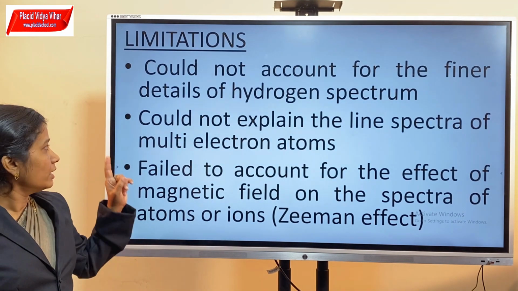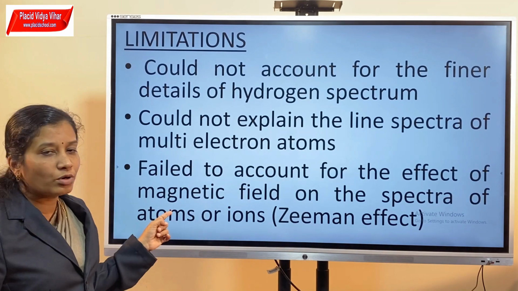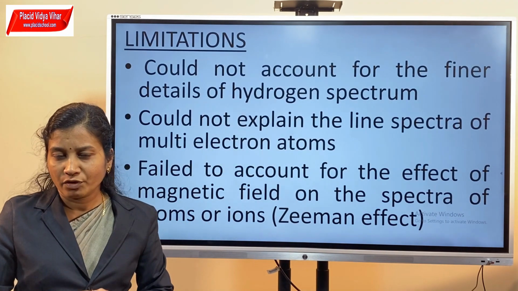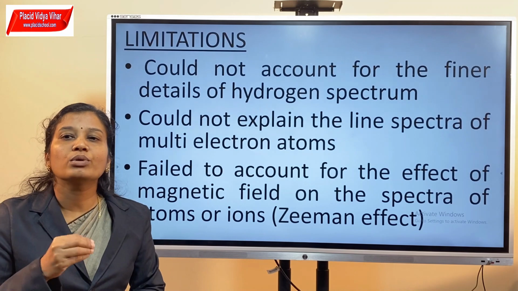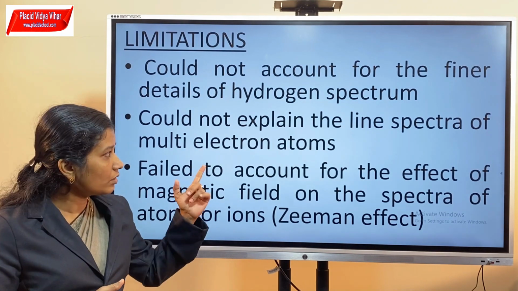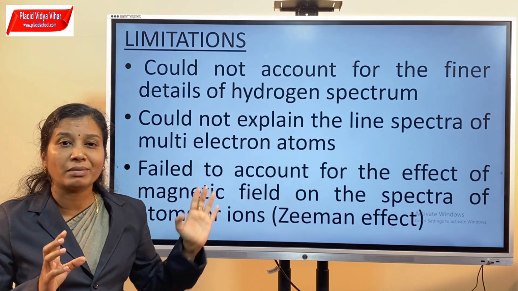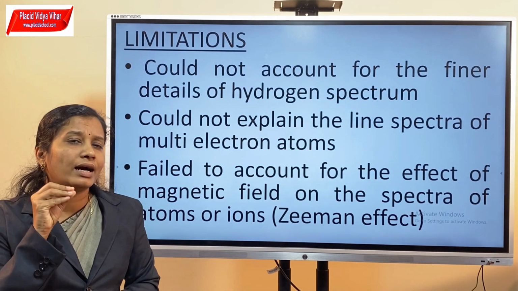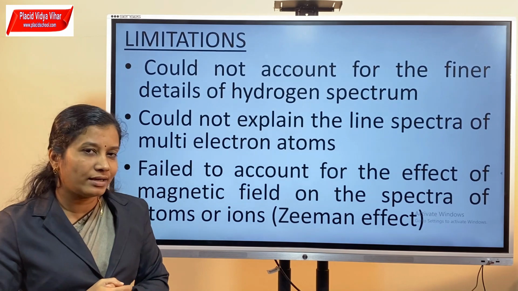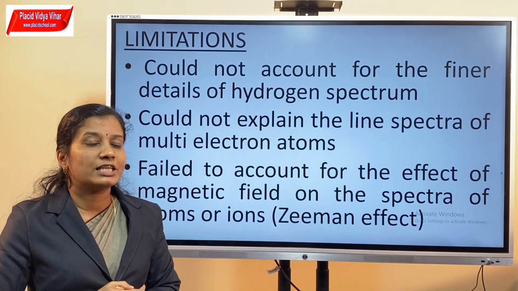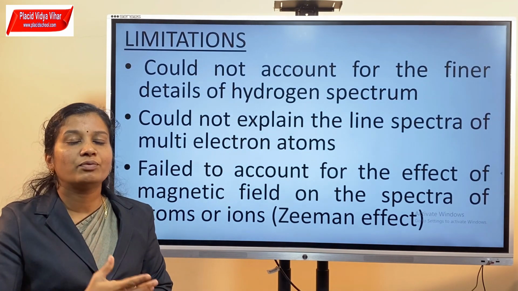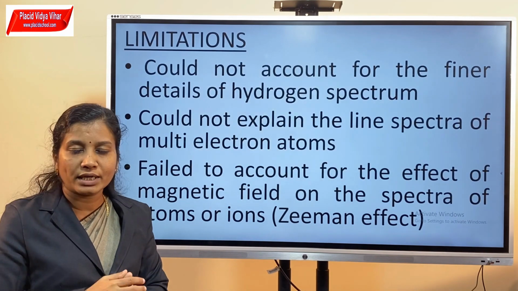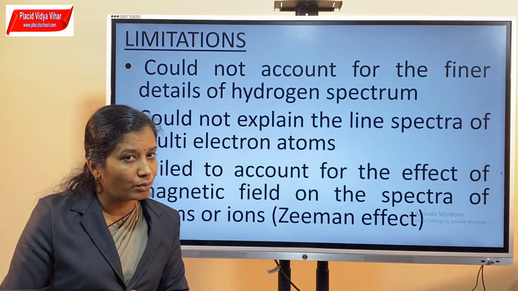Then the second one, he could not explain the line spectrum of multi-electron atoms. What do you mean by multi-electron atoms? More than one electron. He could not explain the line spectra of multi-electron atoms. He could explain only the spectrum of hydrogen atom. He could not explain the spectrum of atoms with more than one electron. So that is another drawback of this Bohr model.